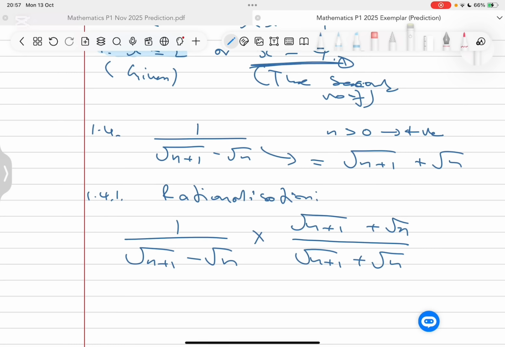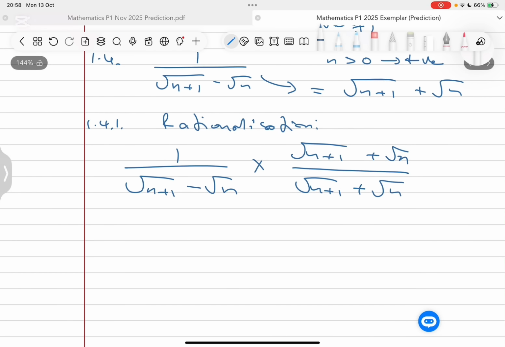And I know somebody's asking, how do I know that I have to multiply by root of n plus 1 plus root of n? Well, from the question itself, I have a hint. I'm trying to get to this part, so I've just multiplied by exactly the same thing on the numerator and denominator. That's how I chose how to multiply by that. And let's see where this will take me.